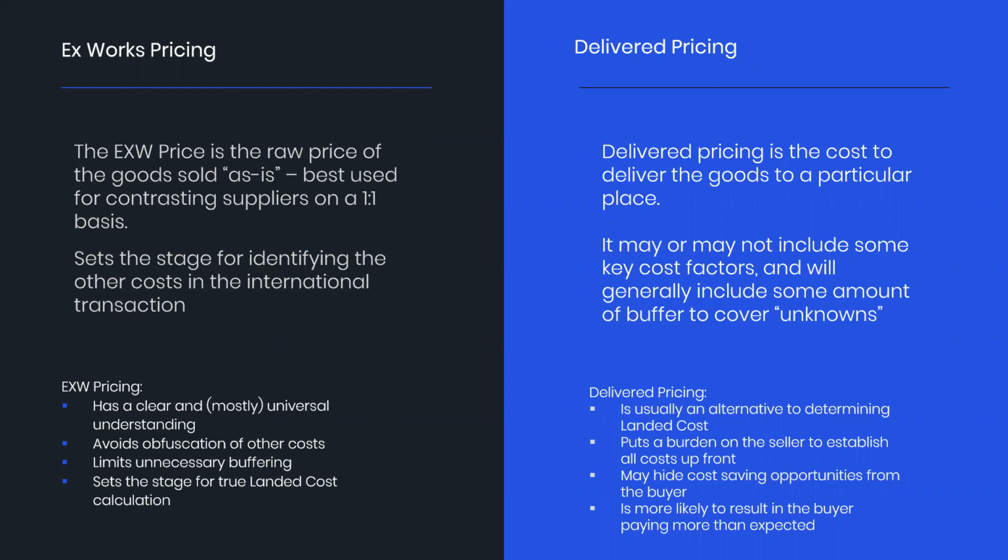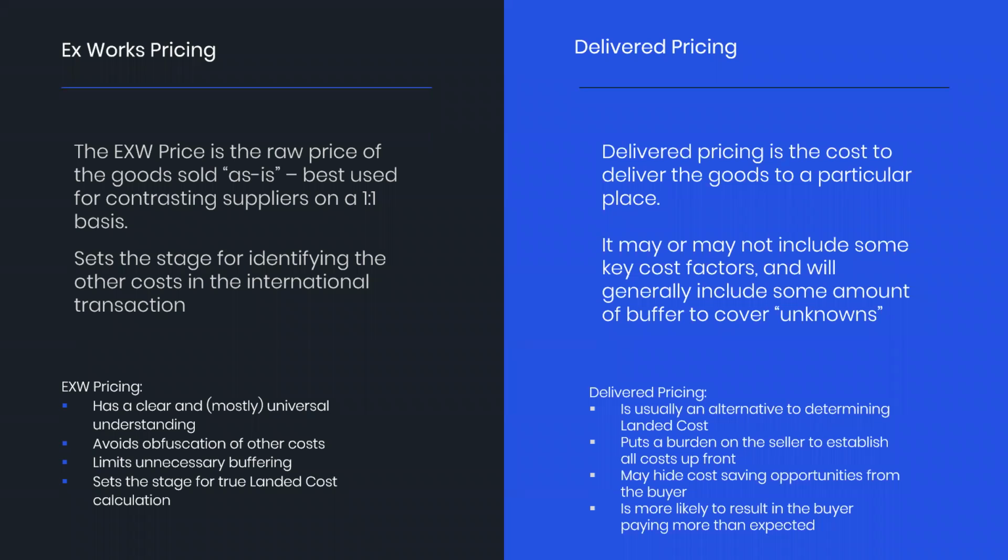With ex works pricing, you get to avoid unintentionally obfuscating other costs that happen downstream in the supply chain, things that go into freight or with other parties involved in transactions, and you get to just that true cost of the goods. It also prevents your supplier from unnecessarily buffering the total charges if they're trying to guess at what the excess costs might be. People will often pad those in order to account for overrun with the premise of under promise and over deliver. And again, ex works pricing sets that stage for true landed cost calculations.